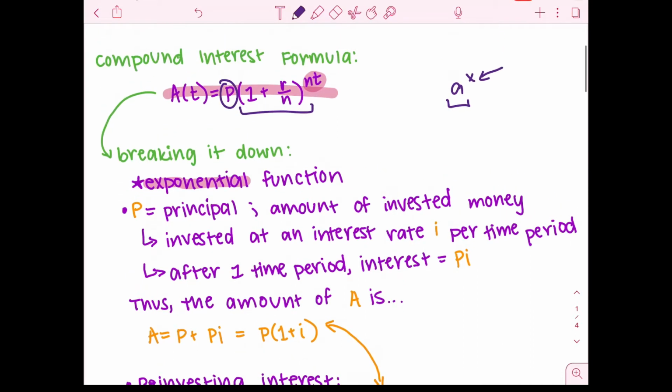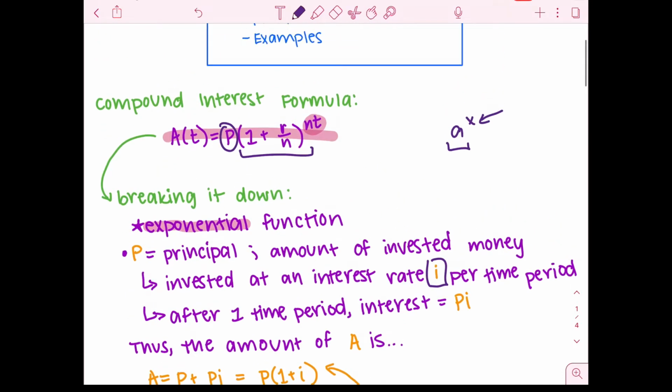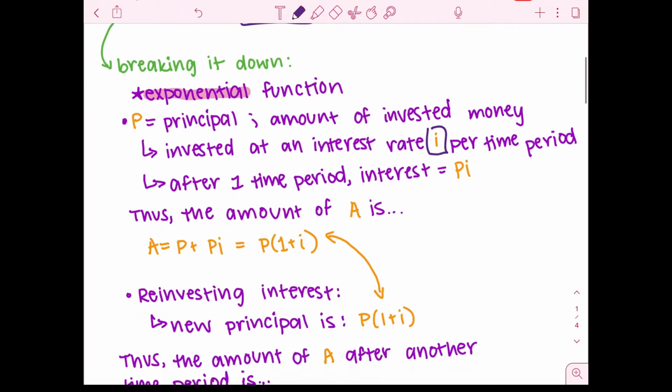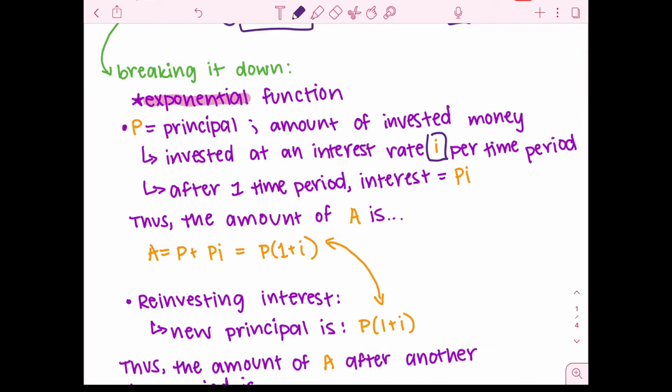Now I know that our variable i doesn't show up in this equation just yet, but in order to get to this complex equation, we're going to have to start off with the more simple equation. So our principal P, the amount of invested money, is invested at an interest rate i per time period. So obviously, i is our interest rate. You're going to be looking for a percent of some sort.